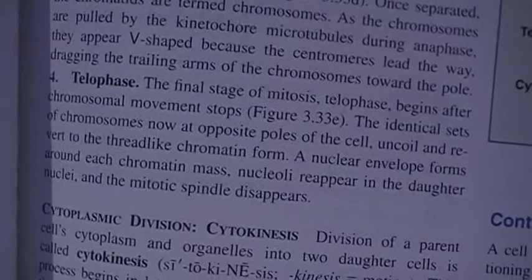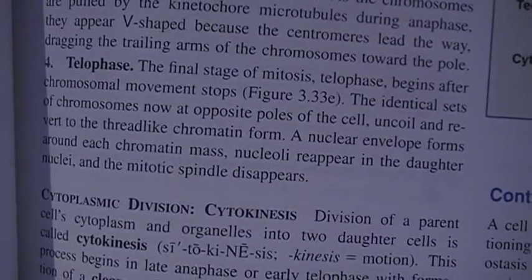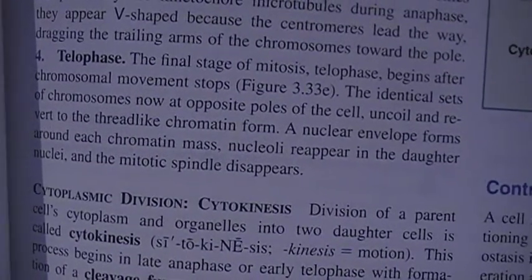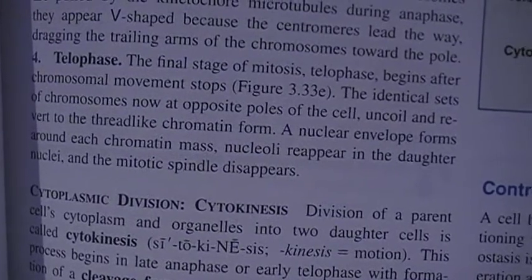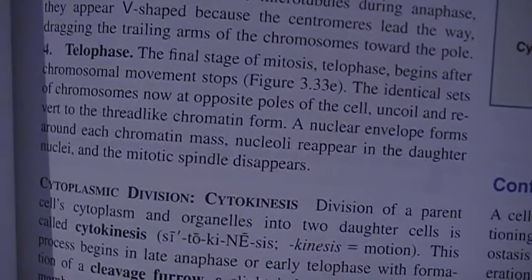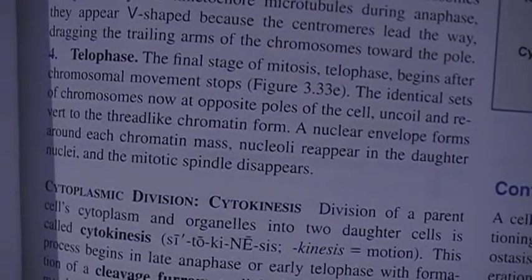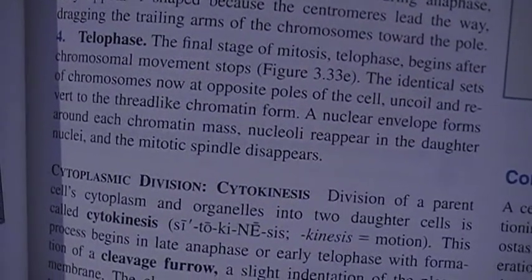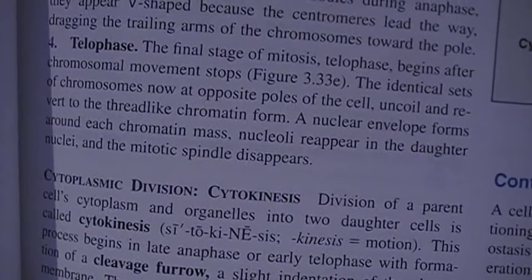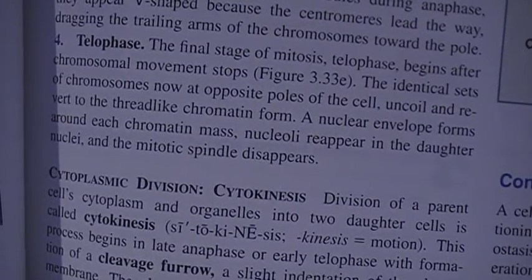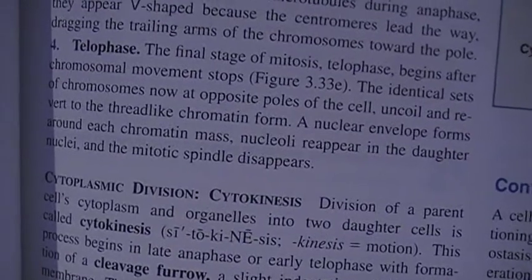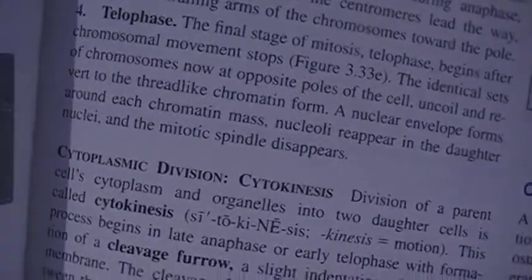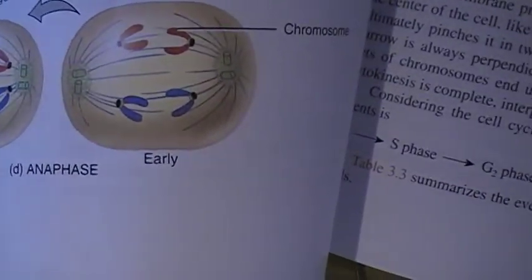Telophase. The identical sets of chromosomes, now at opposite poles of the cell, revert to their thread-like chromatin form. The nuclear envelope forms, and the nuclei and the nucleoli reappear in the daughter nuclei. The mitotic spindle disappears.